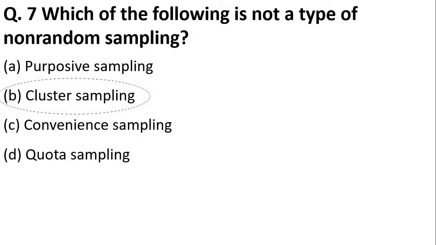Answer here is option B, cluster sampling. Here they are asking which is not a type of non-random. So you have to find random sampling. Not a non-random means random. So simple random sampling comes under random. Then you have stratified sampling, cluster sampling. So here the answer is cluster sampling.